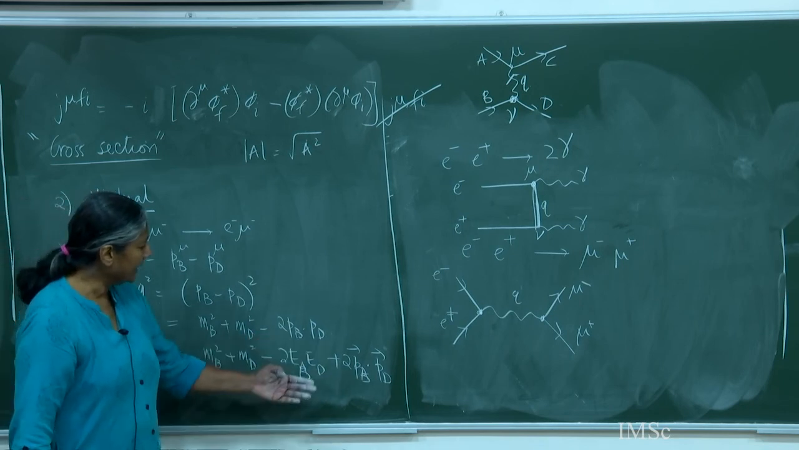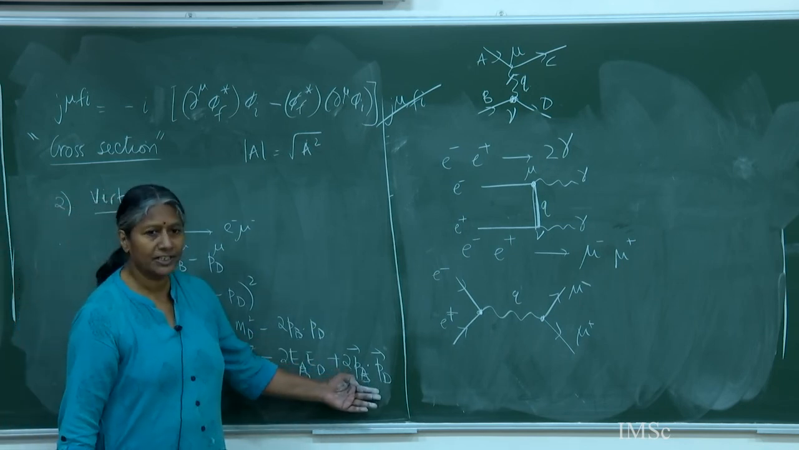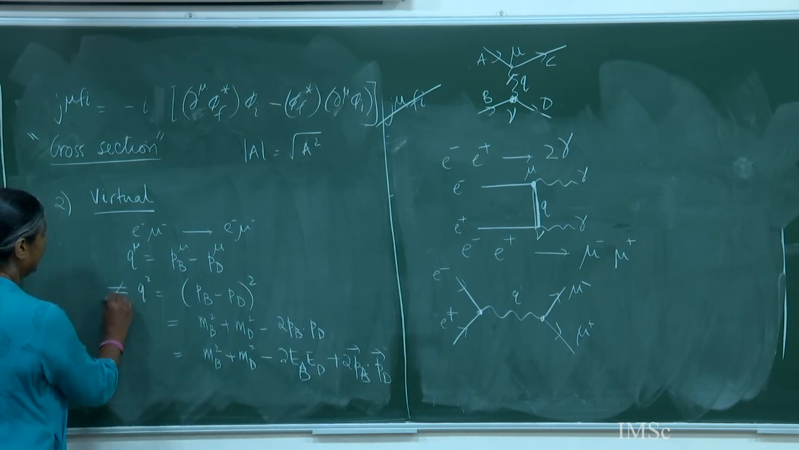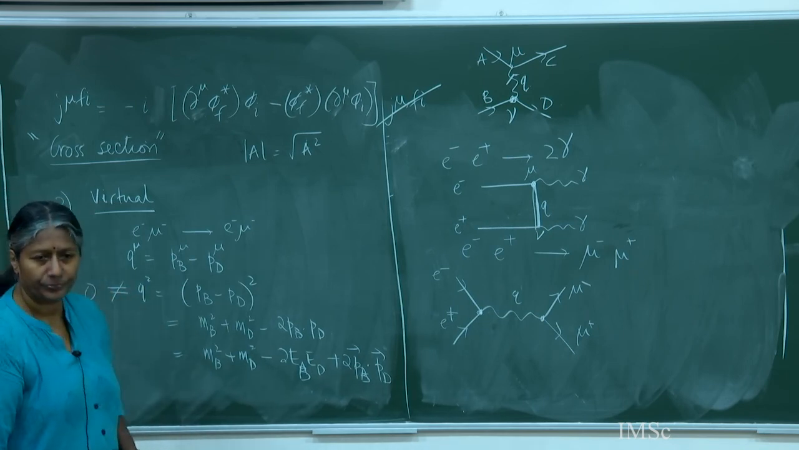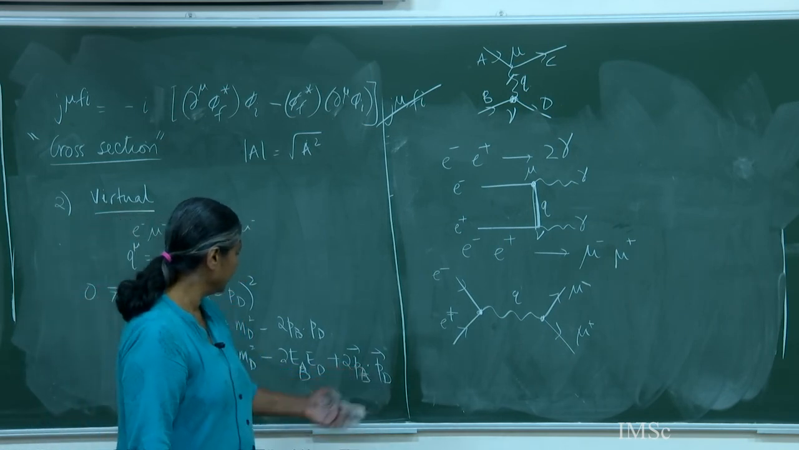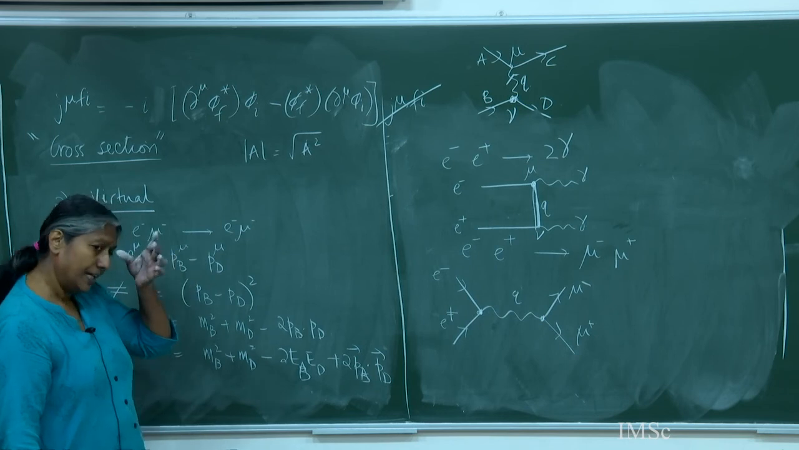Now b and d can have any momentum at all, any energy at all, therefore we can see that q squared is not equal to 0, right? This is a varying quantity. Can you see that?